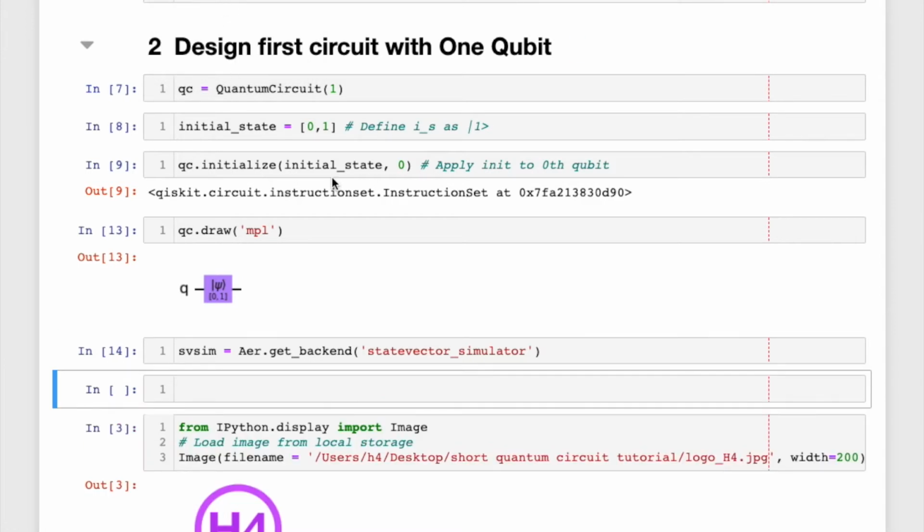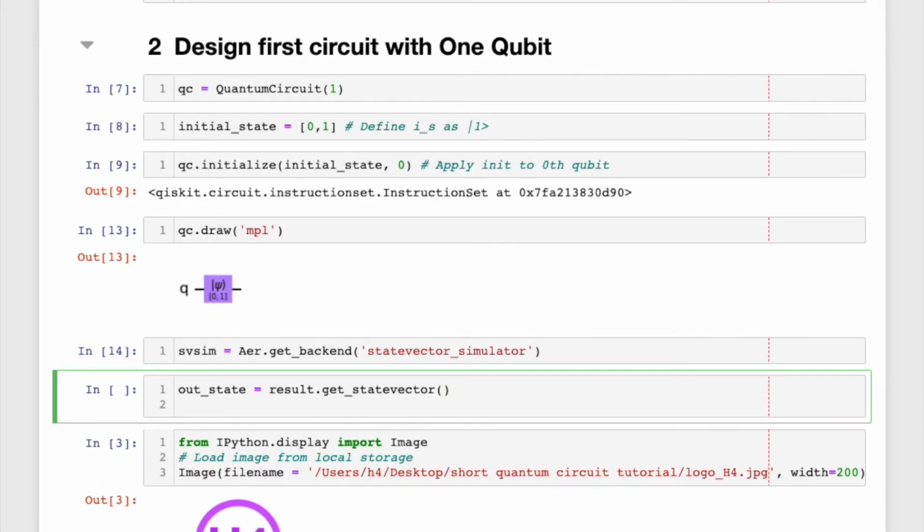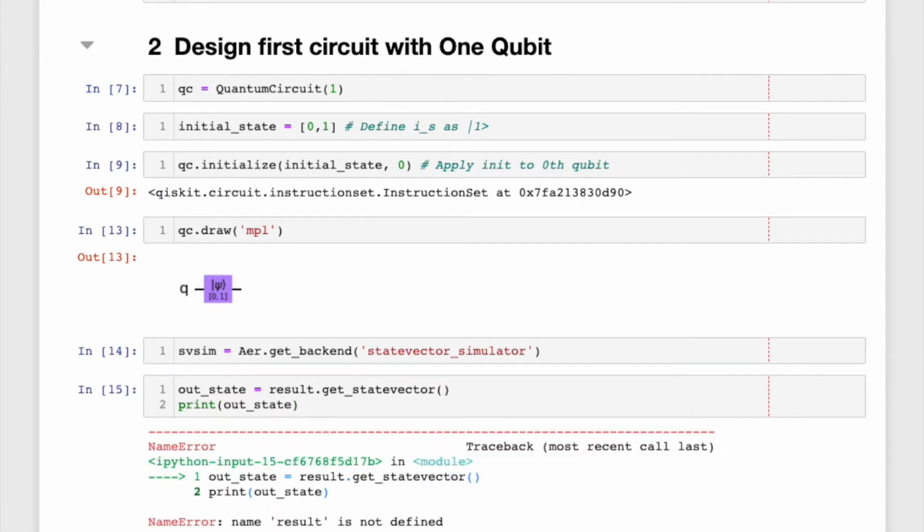We are going to perform our first calculation on this qubit, and our first calculation is just going to be to measure the state. So we say result, get the state vector of the qubit, and then we just print the out state.